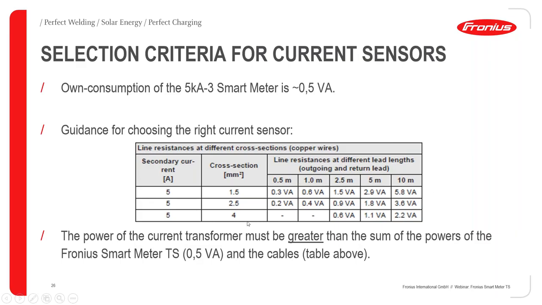Of course, the thicker the cable gets and the shorter the cable gets, the less line resistance we have, and vice versa. But the sum of this number here in this table and the 0.5 volt amps of the own consumption of the smart meter should be the minimum selection criteria for your current sensor. Bigger is always better in this case, but this should be the minimum at least.